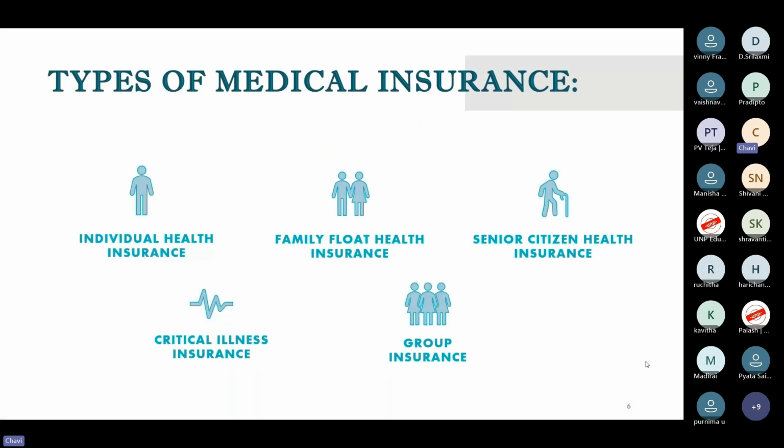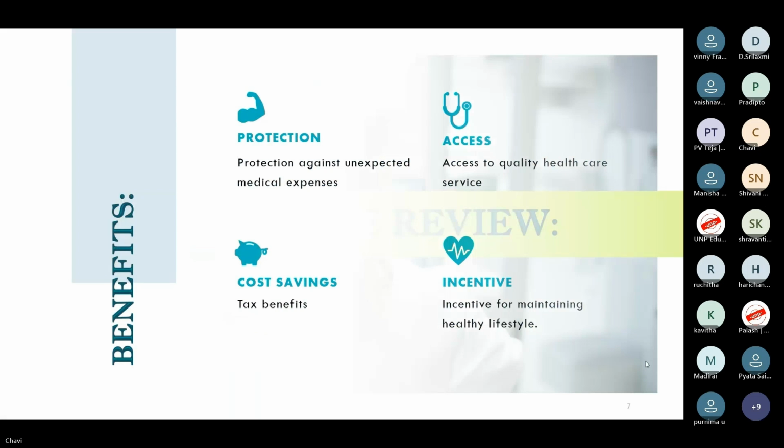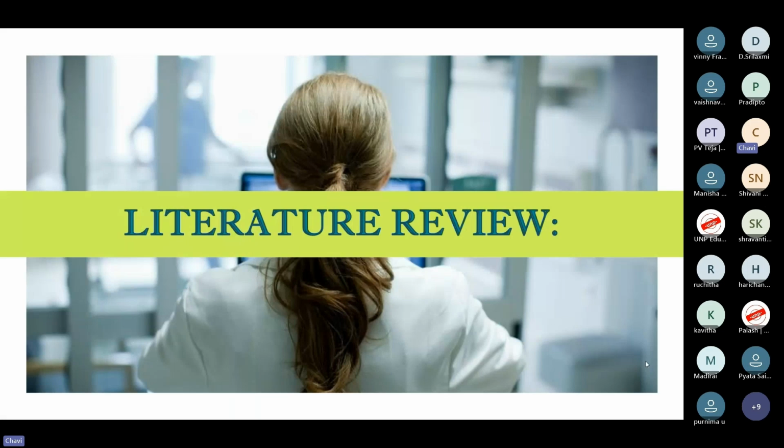There are various types of medical insurances like individual health insurance, family floater health insurance, senior citizen health insurance, critical illness insurance, and group insurance. There are many benefits of receiving a medical insurance like protection against unexpected medical expenses, access to quality health services. Then it is also cost saving as it gives tax benefits and also incentives for maintaining healthy lifestyle. Next will be continued by my teammate Supriya.